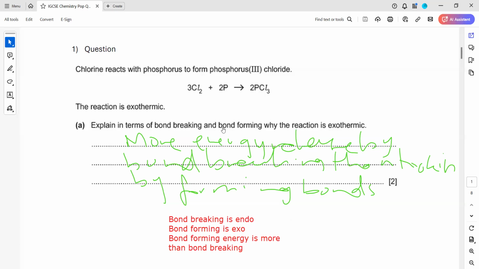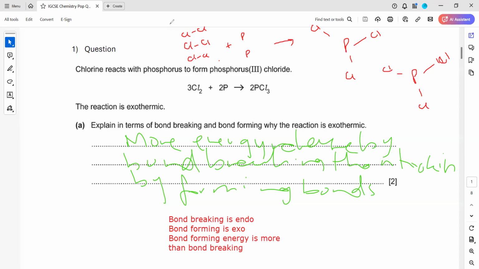You have to mention both, because when a chemical reaction occurs, two things happen. One is a bond break, another one is a bond form. Like in this example, we have chlorine molecules, 3 chlorine molecules are there. Phosphorus is an atom, so there's no bond here. And then it will form PCl3. So 3 bonds are there between phosphorus and chlorine in each molecule.